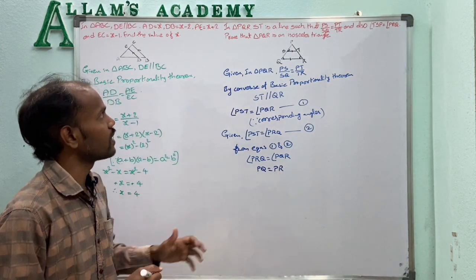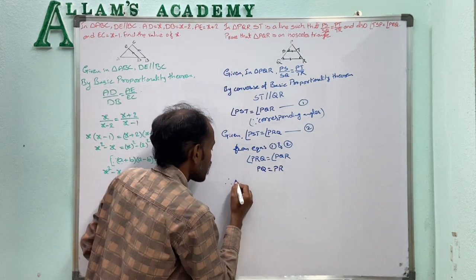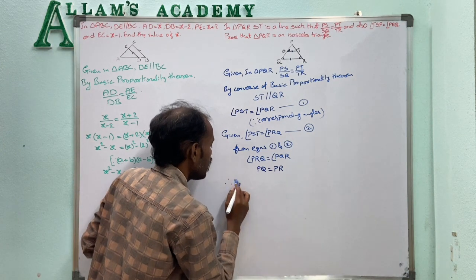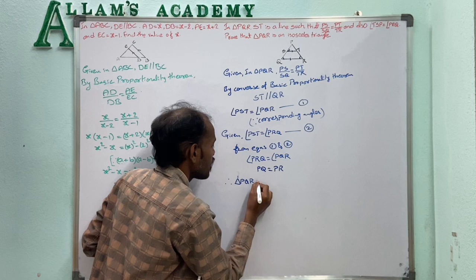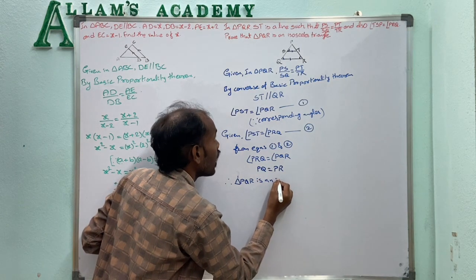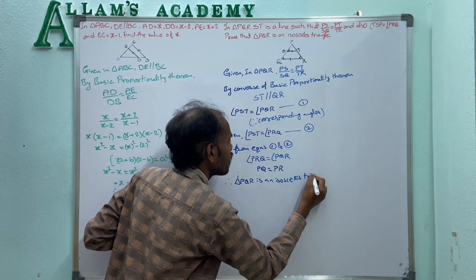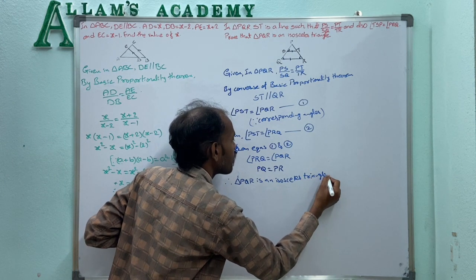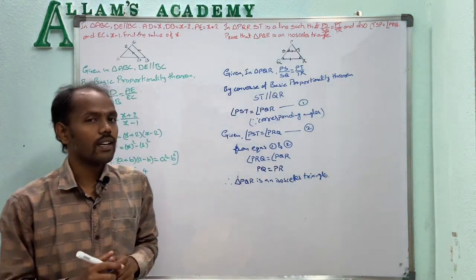So two sides are equal in triangle PQR. Therefore triangle PQR is an isosceles triangle. Isosceles triangle. Okay.